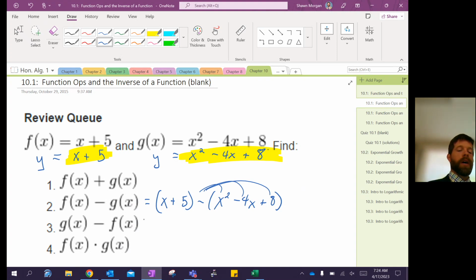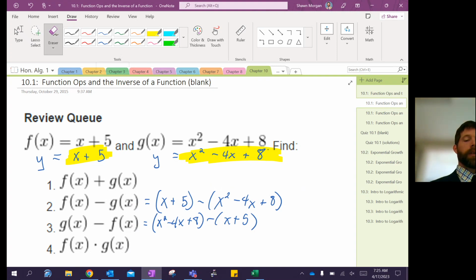And then conversely, on number 3, when you guys set that up, it's x squared minus 4x plus 8. We're not changing the signs of that trinomial. Because we reversed the order of the subtraction, we're going to change the sign of the terms in that binomial. So it's going to become minus x and minus 5, which, again, isn't super challenging. We just got to make sure we set it up properly. All right, so we got x plus 5 plus x squared minus 4x plus 8.